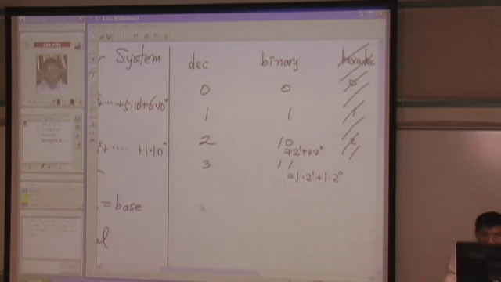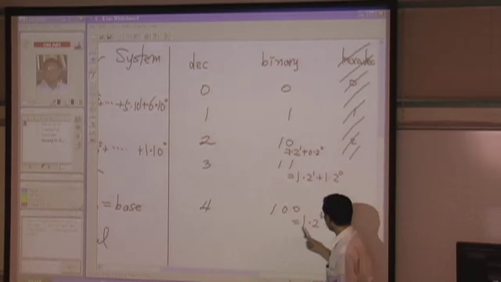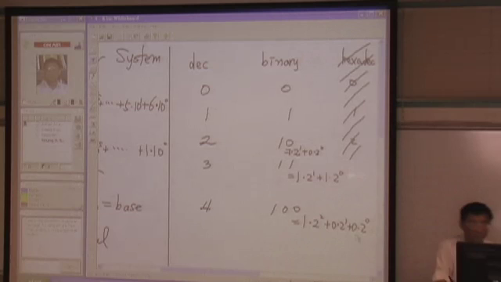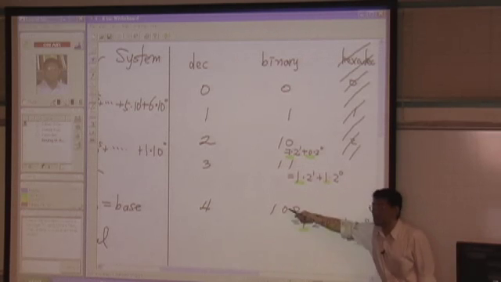Then 4. How can you do it? We used up all possible numbers, so it is 1, 0, 0. It means 1 times 2 to the power of 2, 0 times 2 to the power of 1, 0 times 2 to the power of 0. Right? So instead of writing down all these things, we just extract. We have extracted this and this one, this and this one, this. So we just extract these things to represent this number.